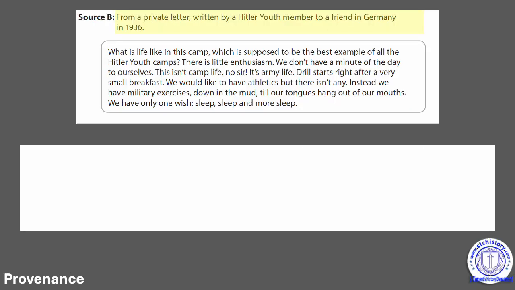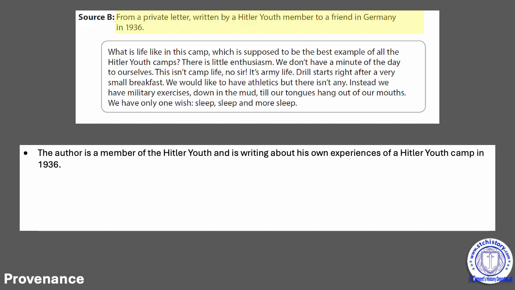All right, so let's see some provenance before we look at a model answer or model paragraph for source B. So the yellow box highlights the provenance. It's always information above the actual source. Okay, so we've got obvious things here that we're picking out. The author is a member of the Hitler Youth and he's writing about his own experiences in 1936. That's really useful because he's basing it on his own experiences.